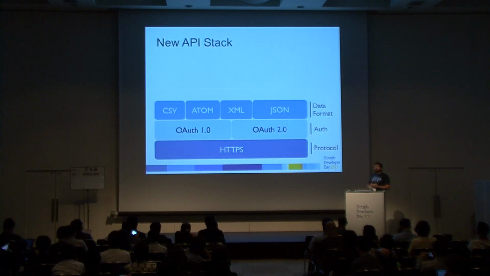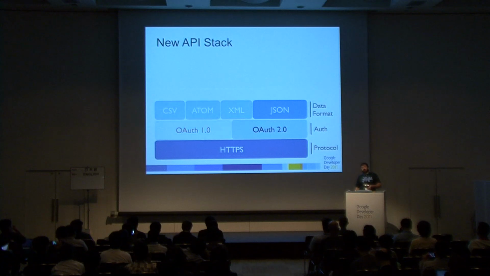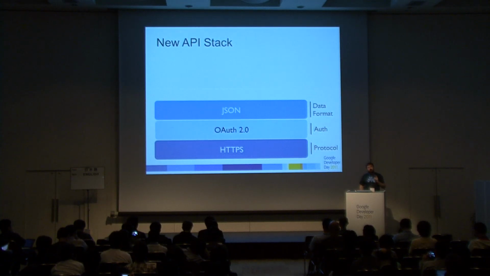The new stack actually gives us a lot of flexibility to support multiple formats. JSON is our preferred format now for the new APIs, but if we want to, we can very easily return other formats like simple XML, CSV, or whatever new format we decide to use. Effectively, it's simpler than that. The only things you need to know about with the new APIs are HTTPS, OAuth 2, and JSON. Much simpler.